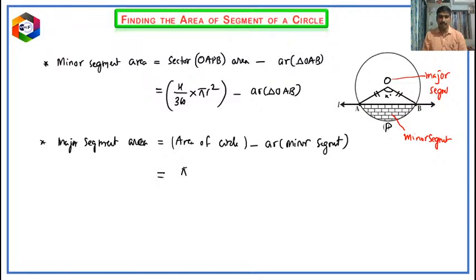Again, area of the circle means pi r square, minus the minor segment area, that means total sector area minus the triangle area. So we can find the major segment. What is actually the major segment and what is the minor segment, we already discussed in yesterday's class.